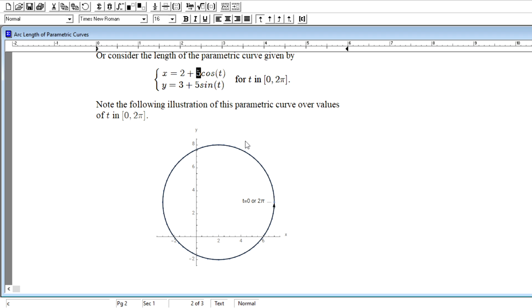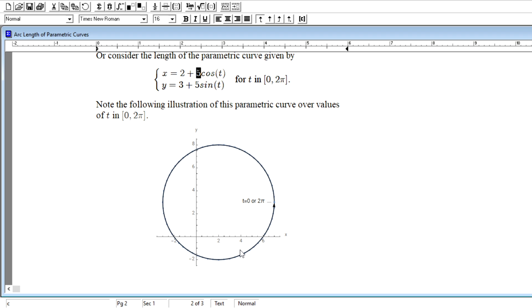What would be the length of this curve starting at 0 and going all the way around to 2 pi? What's in a sense the circumference of this circle? Now, you could go back and rely on your fundamental understanding of a circle, most certainly here. Their circumference is what? Pi r squared.